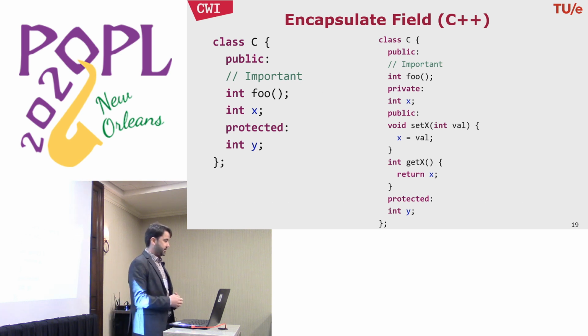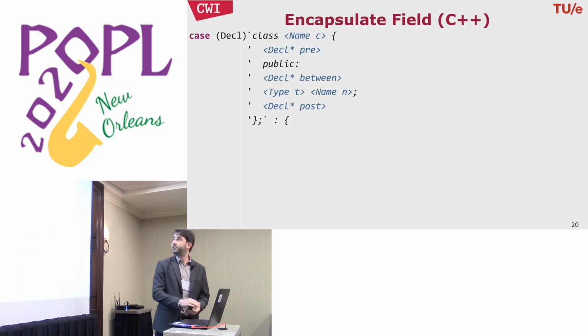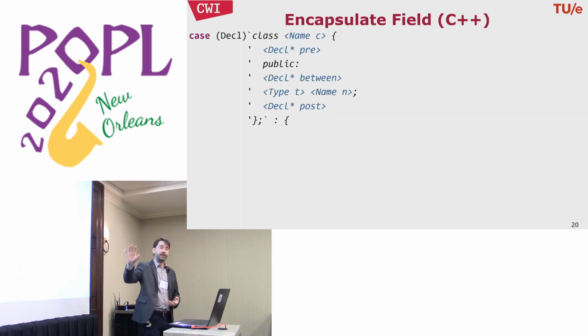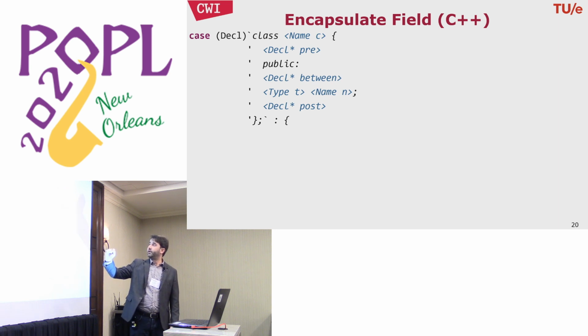If we write this refactoring down in Rascal using separator syntax trees, it looks a bit different. So this is now the left-hand side of my rule. What we see here is a concrete pattern of type decl, which is a class declaration with a public visibility label and then a member declaration. And there could be an arbitrary number of declarations before, after, and in between these two.